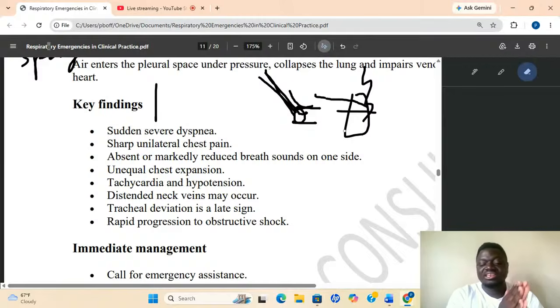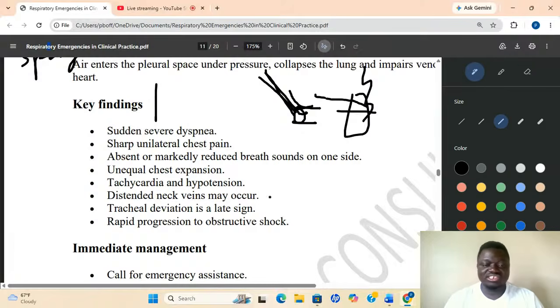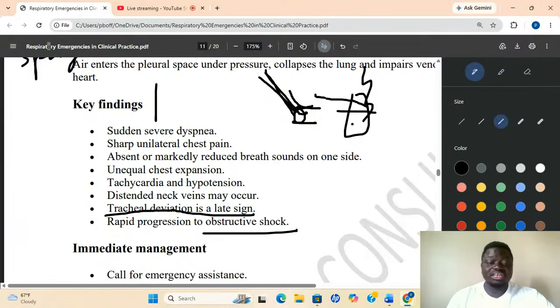Distended neck vein. Okay, good. Then tracheal deviation is a late sign. If you see tracheal deviation, this patient is dying. Then rapid progression to obstructive shock. But the pressure can mount in such a way that it will even squeeze the heart, so we are not getting venous return. Your preload will be in trouble.